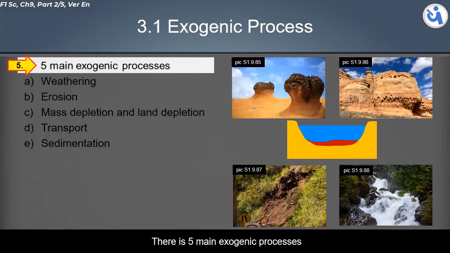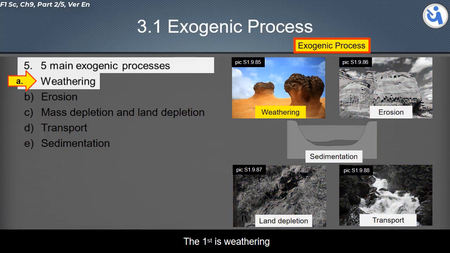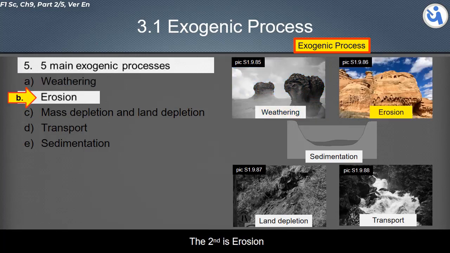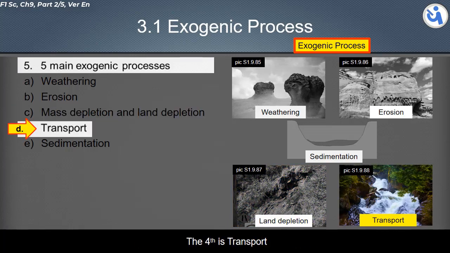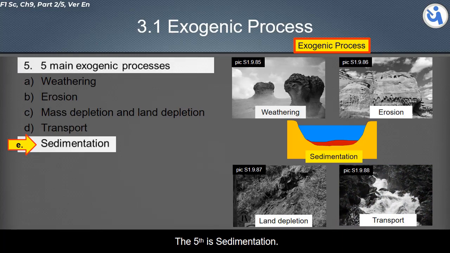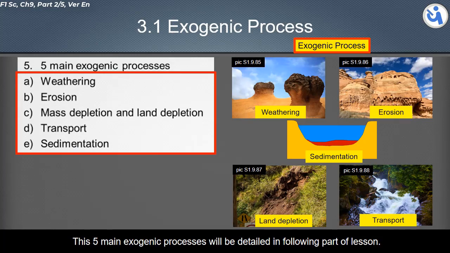There are five main exogenic processes. The first is weathering. The second is erosion. The third is mass depletion and land depletion. The fourth is transport. The fifth is sedimentation. These five main exogenic processes will be detailed in the following part of the lesson.